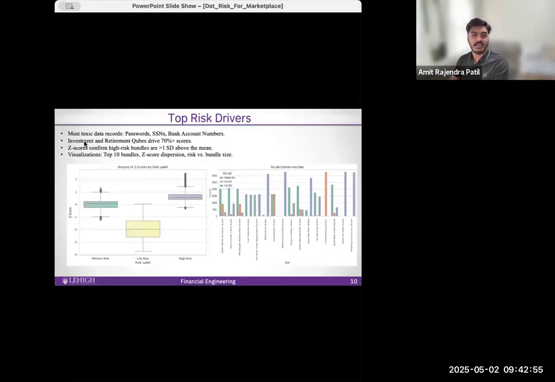And as I mentioned, any kind of financial data. Here we can see the investment and retirement cubes. Both of these cubes have all the financial data inside them, so that is why both of them have a high risk score in this case as well.